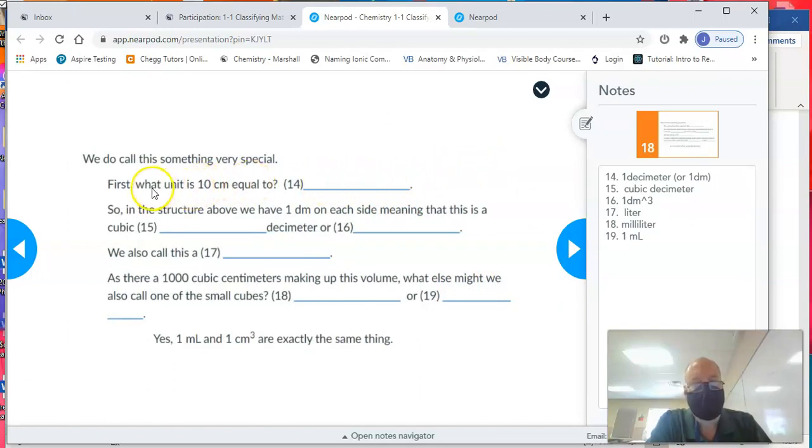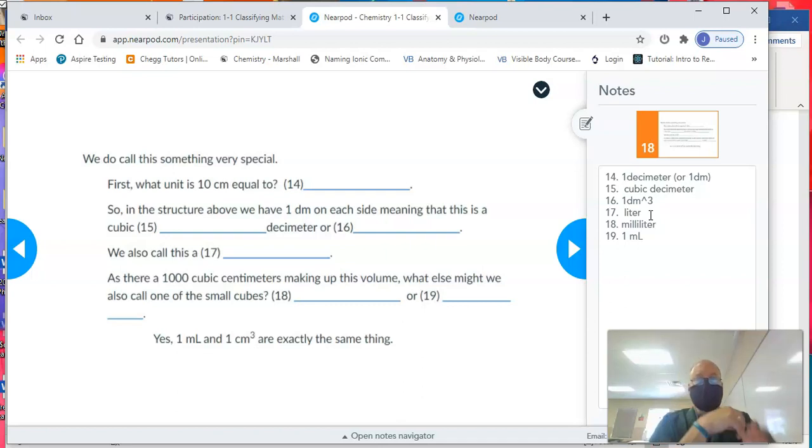First of all, recognize that 10 centimeters is equal to a tenth of a meter. A tenth of a meter, the prefix is deci. So 10 centimeters equals a decimeter. So this structure that we just created, we have 1 decimeter on each side, is a cubic decimeter. Or we can abbreviate that 1 decimeter to the third power, a decimeter by a decimeter by a decimeter. Well, we also, like I said, call this something very special. We call this a liter.